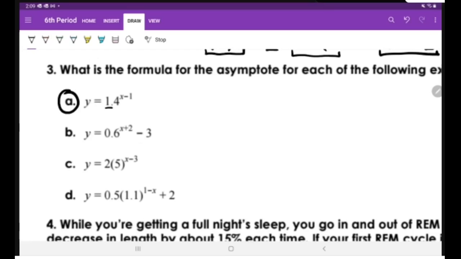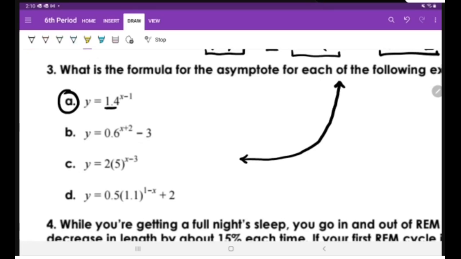A has a base of 1.4. Can anybody tell me whether that means we are using a growth or a decay model? Growth. Why, Matthew? Because it's bigger than 1. Exactly right, because it's bigger than 1. If your base is bigger than 1, you've got growth. Well, growth looks like this. It gets bigger as you go to the right.